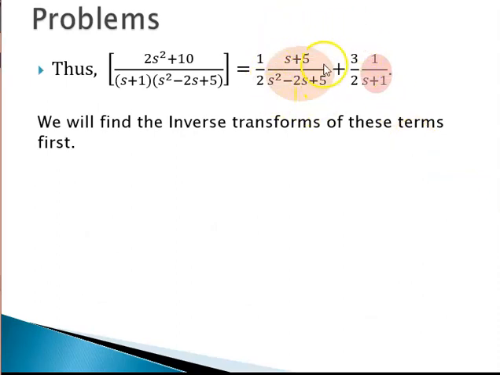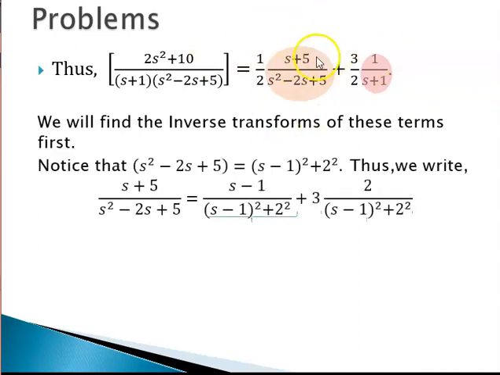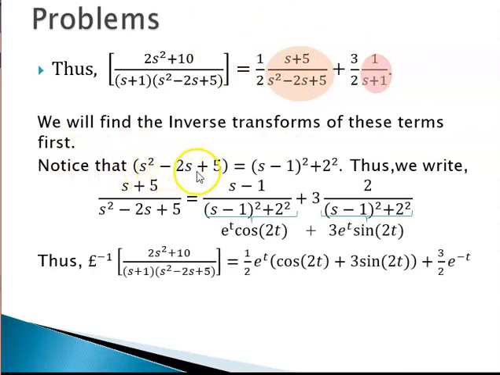You have two terms, s plus 5 by s square minus 2s plus 5 and 1 over s plus 1. You know that this 1 over s plus 1 has inverse transform e power minus t. So the contribution of this term is known. We find the inverse transform of these two terms here. Notice that this s square minus 2s plus 5 may be written as this. So you can see this is something square plus a constant square. This is suggestive of a trigonometric term, sine omega t or cos omega t.